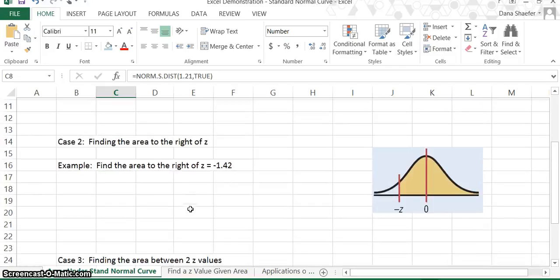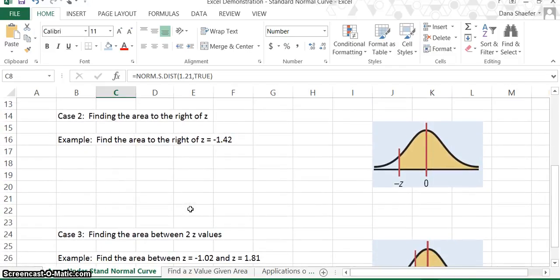Case 2. Case 2 is finding the area to the right of z. Notice the difference, and notice the shading. This is the complement, right? The area that the standard normal curve gives us is this blue unshaded area to the left, but we want to find this gold area, which is the complement. So we're going to use the idea of complement and the 1 minus.